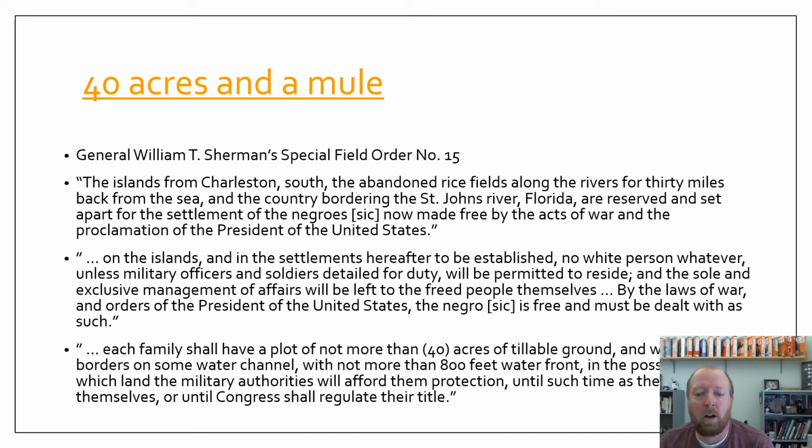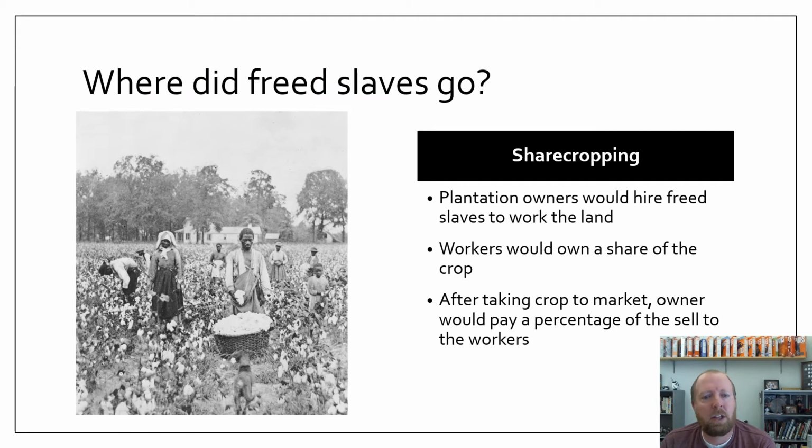After the Civil War, they then go to redeem this promise. And it's President Andrew Johnson, the successor of Lincoln, who then rescinds this. And so they fought with this promise that they would get 40 acres of land of their own, and immediately it's rescinded. So where did these free slaves go?